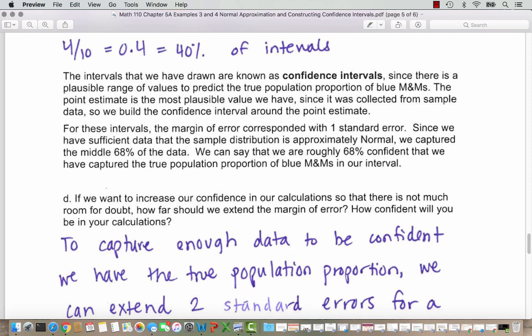So these intervals that we have drawn are known as confidence intervals, since there's a plausible range of values to predict the true population proportion of blue M&Ms. The point estimate is the most plausible value we have, since it was collected from sample data, so we build the confidence interval around the point estimate. For these intervals, the margin of error corresponded with one standard error. Since we have sufficient data that the sample distribution is approximately normal, we captured the middle 68% of the data. So we can say that we are roughly 68% confident that we have captured the true population proportion of blue M&Ms in our interval.